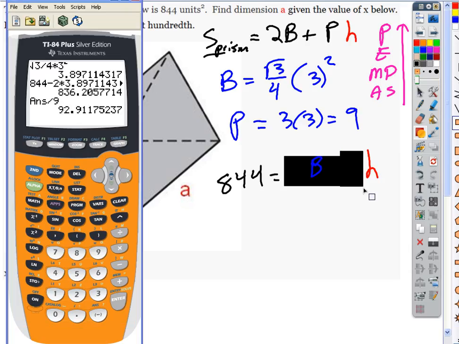Yes, ma'am? Since it's like 2 times that by 2, or is that already in the base? We did multiply by 2. See, I had 844 minus 2 times, and then I just grabbed the base number. Okay, so you're right. You do need to multiply by 2. Other questions?